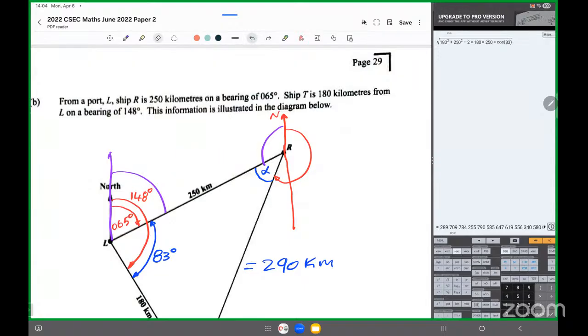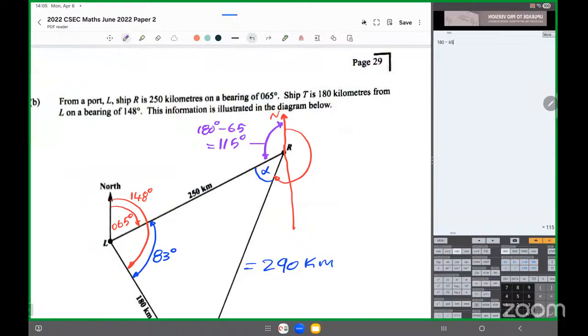Alright? So this angle inside here is co-interior with the angle down here. They add up to 180. So it means that this angle up here is 180 degrees minus 65 degrees. 180 minus 65, that's 115. So this angle is 115 degrees.